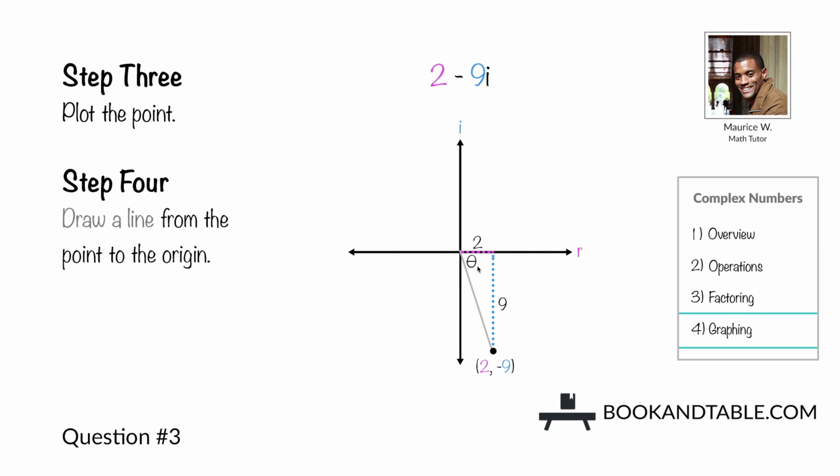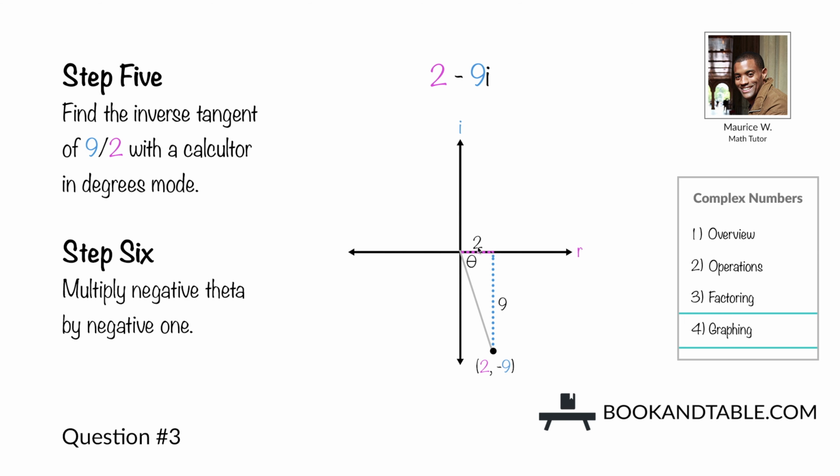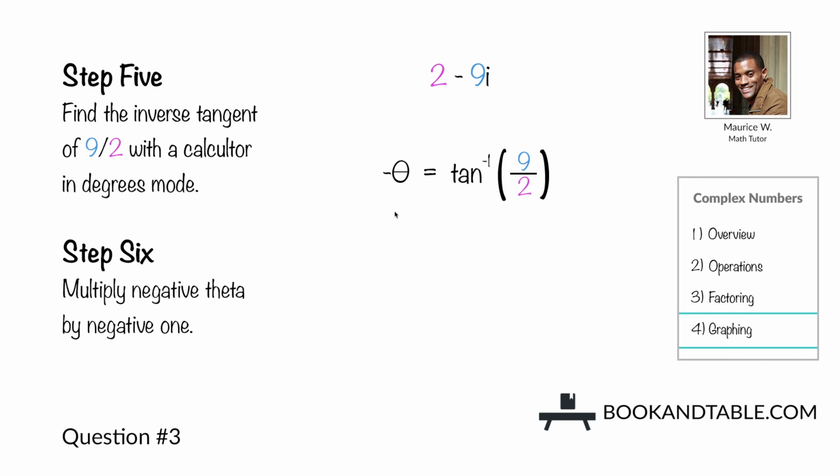And we see with our triangle, the side opposite of the angle is 9, the side adjacent is 2. So when we find the inverse tangent, it'll be 9 over 2. That gives us negative theta is equal to the inverse tangent of 9 over 2. And once you plug that into your calculator, you get negative theta is equal to 77 degrees. So to get theta, we want to multiply both sides by negative 1. Giving us theta is equal to 77 degrees times negative 1, which shows us that theta, or the argument, is equal to negative 77 degrees.